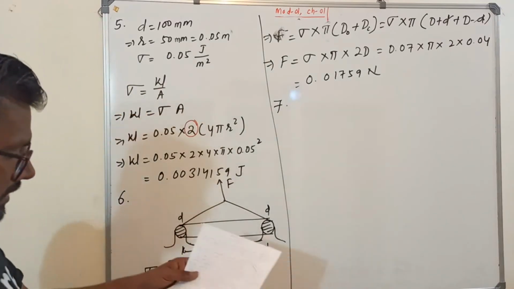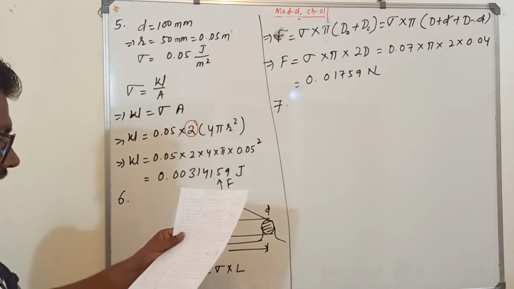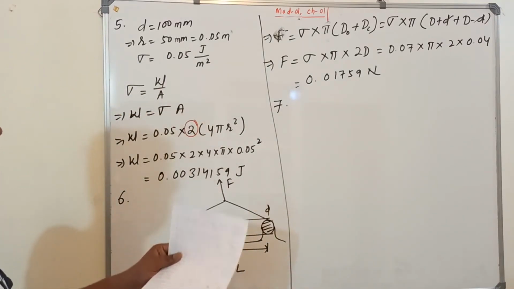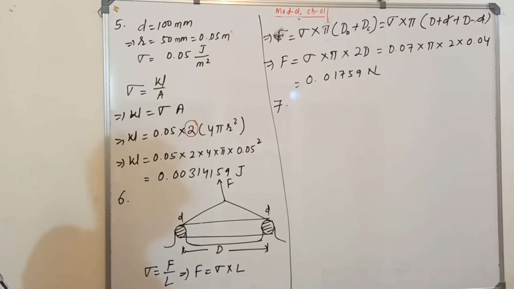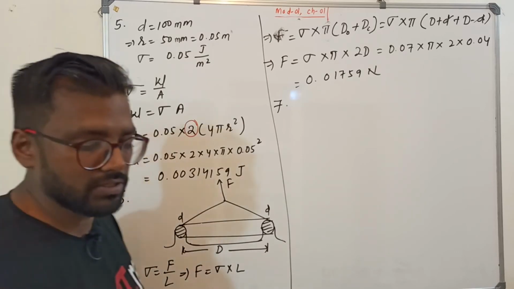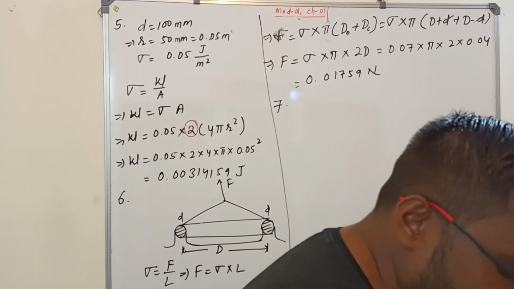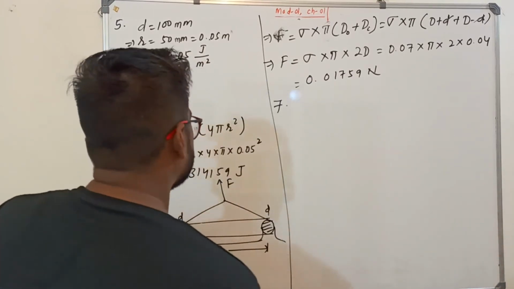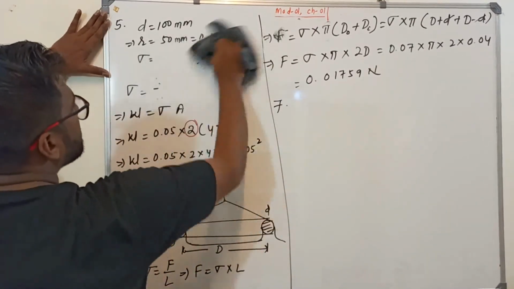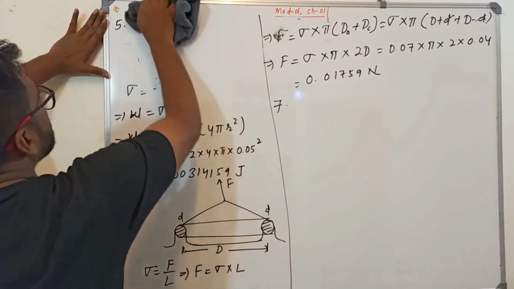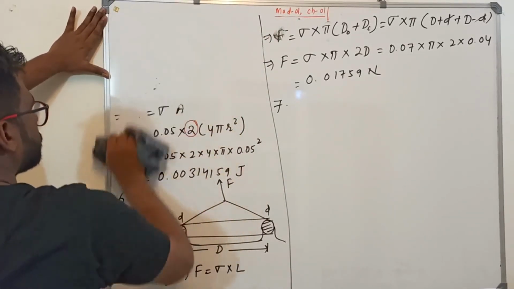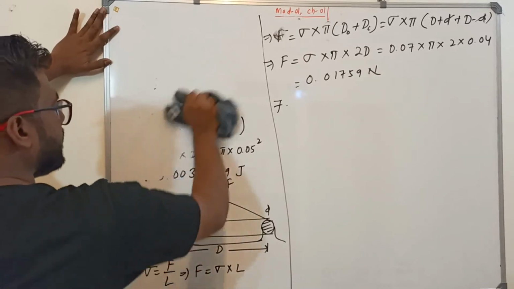Now question number 7. Oh my god, question number 7 is very interesting. It's a very interesting question. So let me erase this, then I will go for question number 7. Meanwhile, you just read the question number 7. Try to understand what the question has given. Write the given data. That's all.